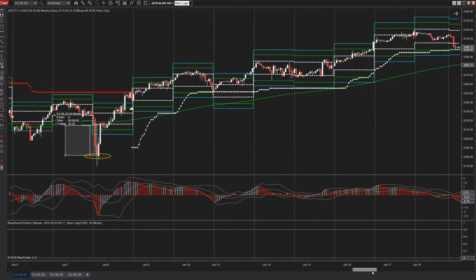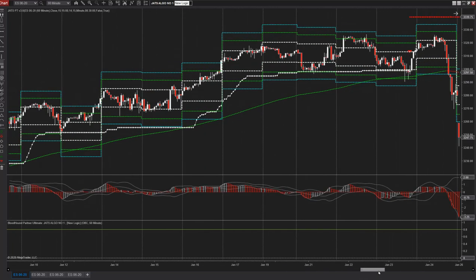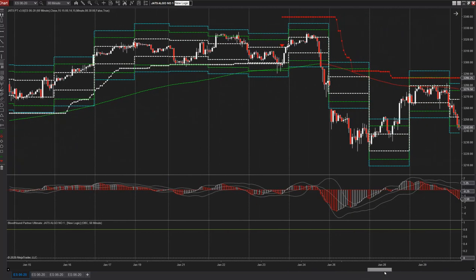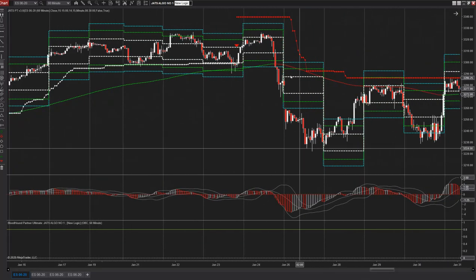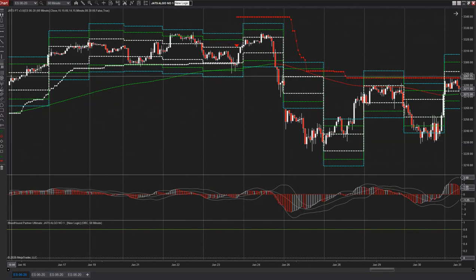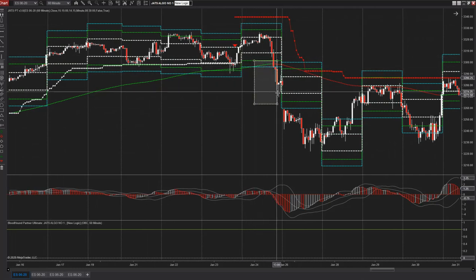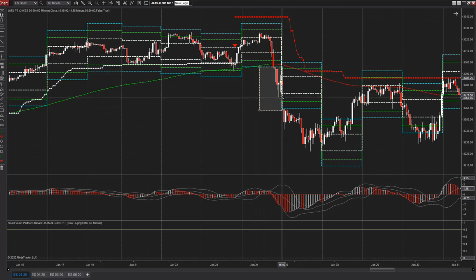So see, that was a great little sweetheart trade there. We started breaking down 2 times the range. Here we broke down twice. Here's the first range. Right there. And then we did it again.